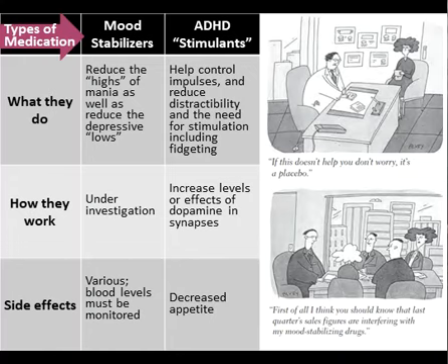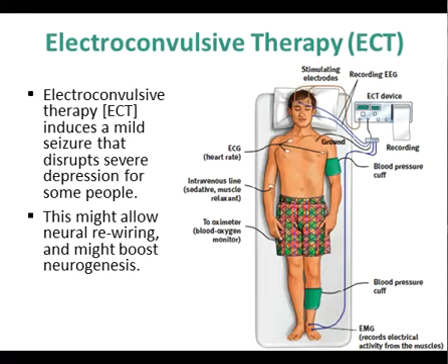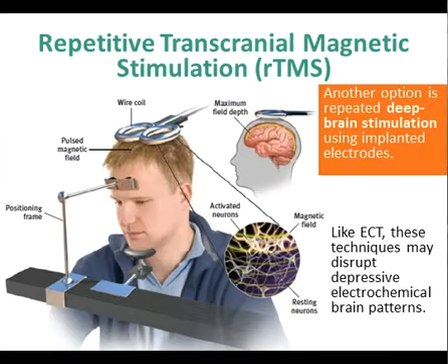Now, let's look at ECT, or electroconvulsive therapy. Electroconvulsive therapy, ECT, induces a mild seizure that disrupts severe depression for some people. This might allow neural rewiring and might boost neurogenesis. Repetitive transcranial magnetic stimulation, RTMS. Another option is repeated deep brain stimulation using implanted electrodes. But like ECT, these techniques may disrupt dysfunctional electrochemical brain patterns.